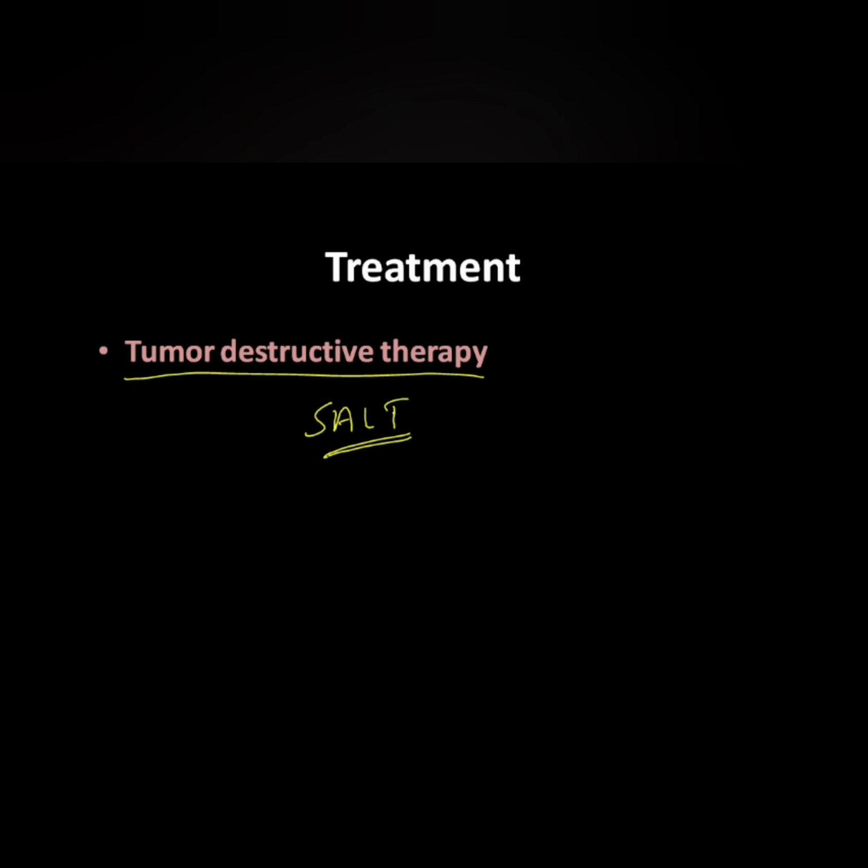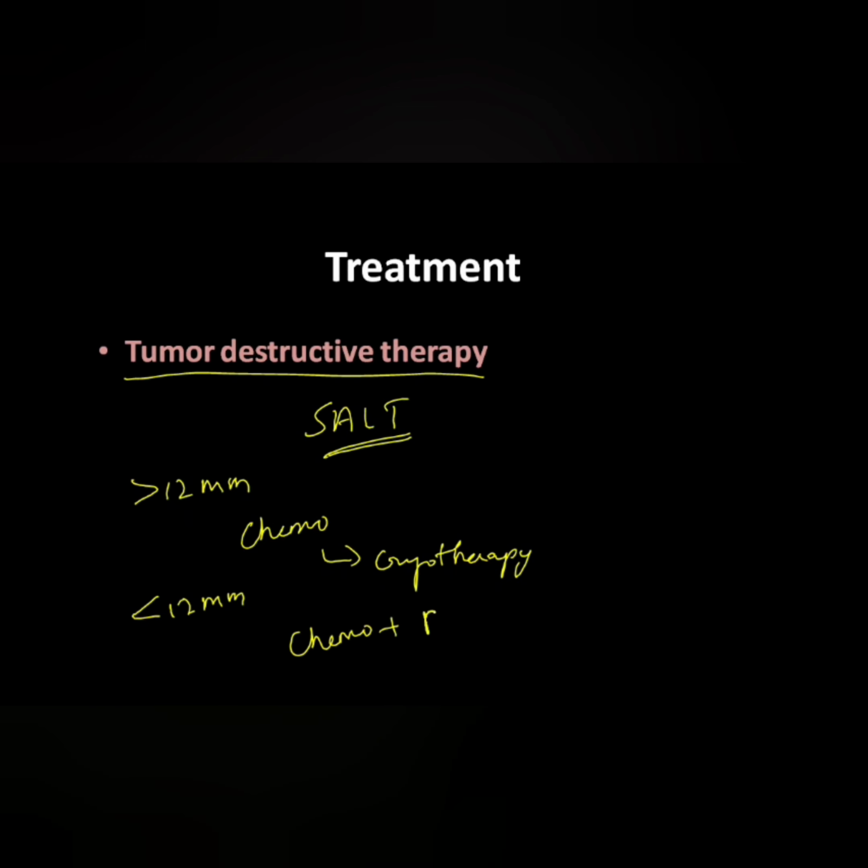So how do we go about it? First you talk about the size. When the tumors are large, more than 12 mm in diameter, you're going to treat mainly by chemo. So there is chemo reduction, which is followed by cryotherapy. This is when the tumor size is more than 12 mm. Now let us suppose the tumor size is less than 12 mm. For these people, you can club chemotherapy and radiotherapy. For them, chemo and radiotherapy is going to be beneficial.